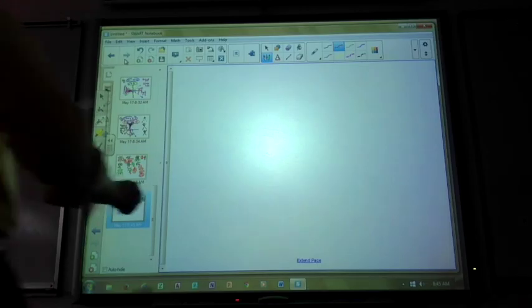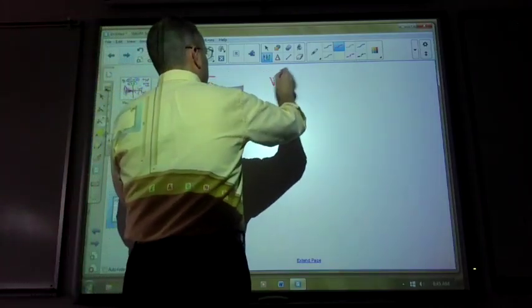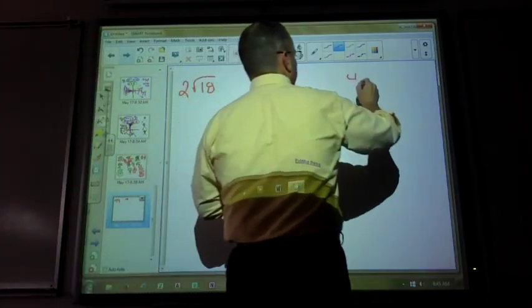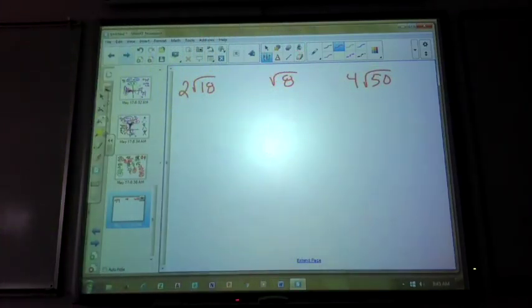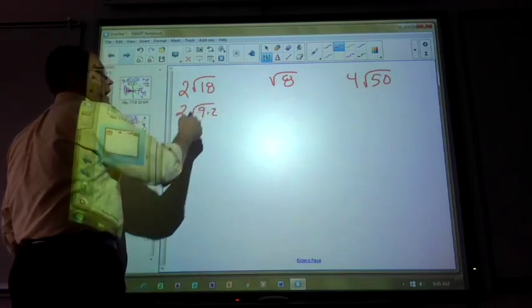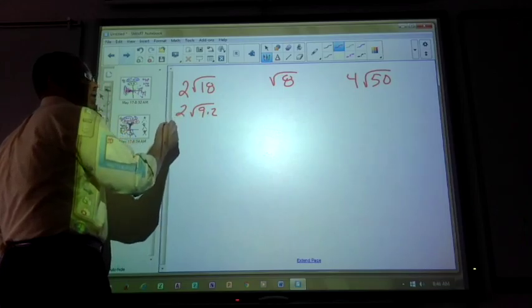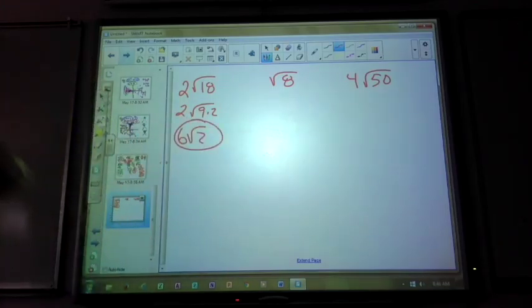All right, 2 root 18, root 8, and 4 root 50. So the number on the outside gets multiplied by whatever the square root is. 18 breaks down to 9 and 2. Do you agree? Square root of 9 is 3. 3 times 2 is 6. So I get 6 square root 2 on this problem. You see where it came from?